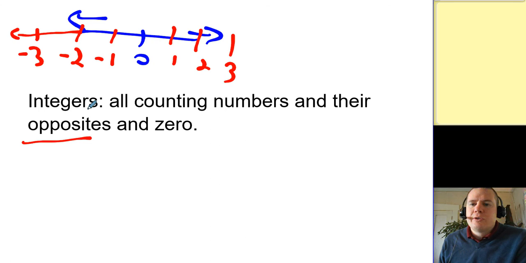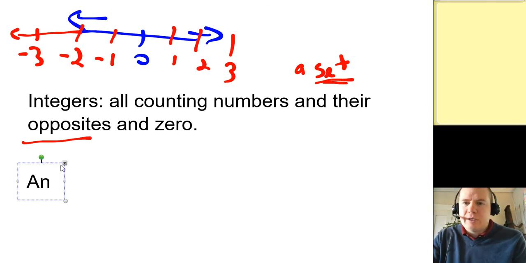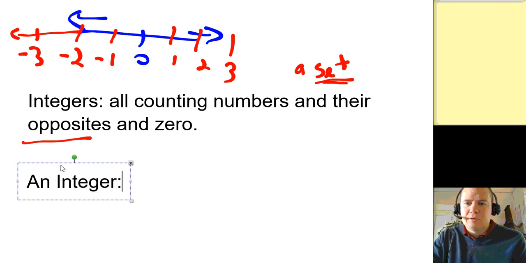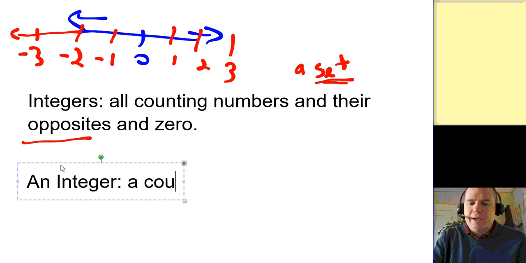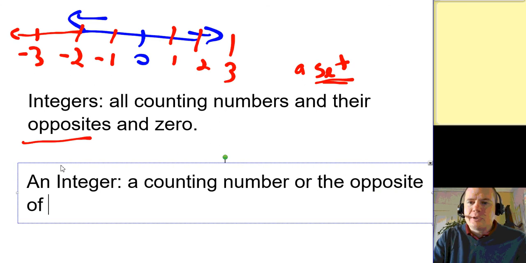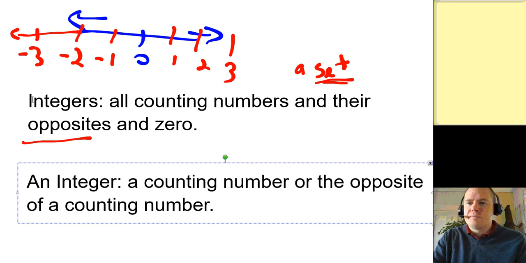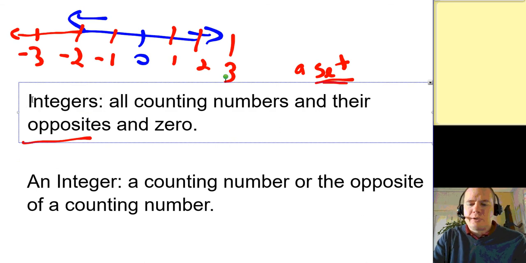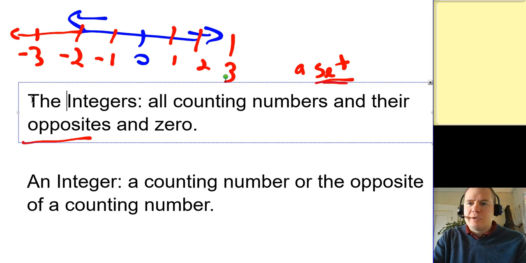Those are the integers. So that is a set, a group of things. If I'm talking about an individual number, an integer, it is a counting number, or the opposite of a counting number. So I'll make this more clear. The integers versus an integer.